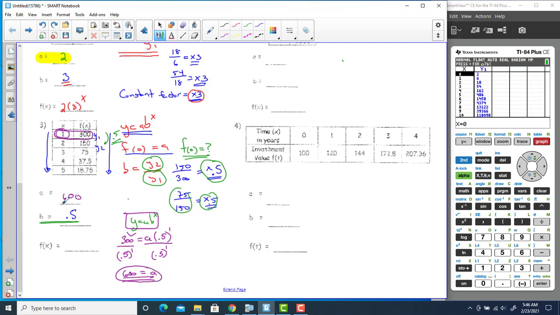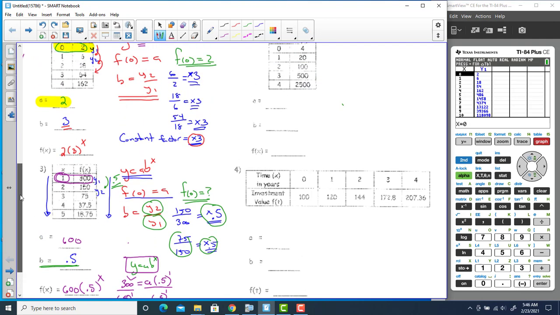Once I knew what A was, I'm able to write an appropriate exponential function rule for this table. Hopefully you understand that that would be 600 times a half to the power of x. And once again, you can check that in your table of values on your calculator.